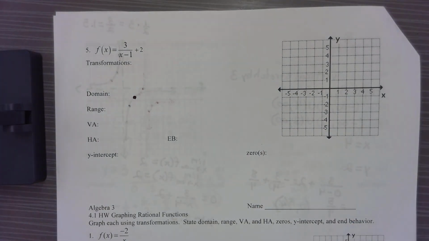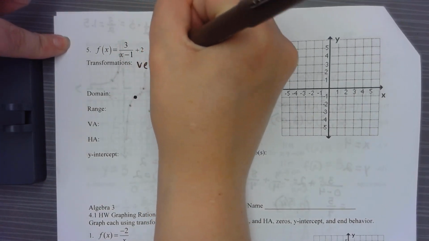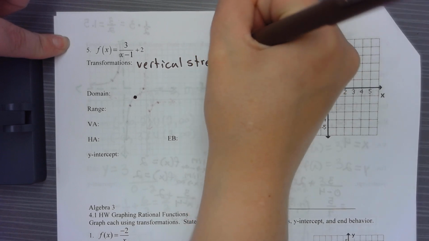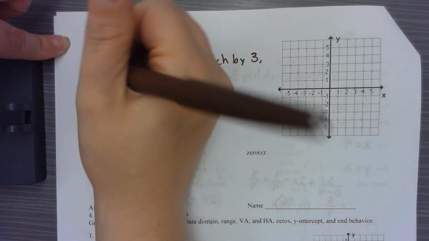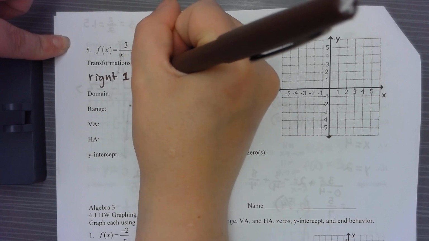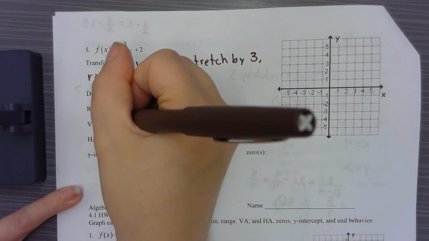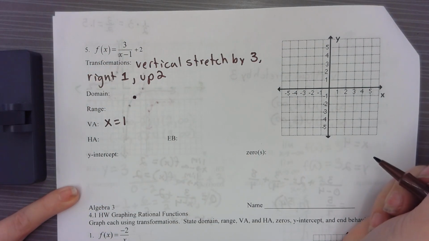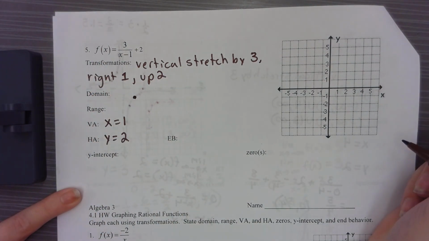I would like you to try this one on your own too. So what are my transformations here? I have a vertical stretch by 3. And then we're moving right 1 and up 2. So the vertical asymptote should be x equals 1 because it's moving to the right 1. And the horizontal asymptote should be y equals 2 because it's moving up 2.